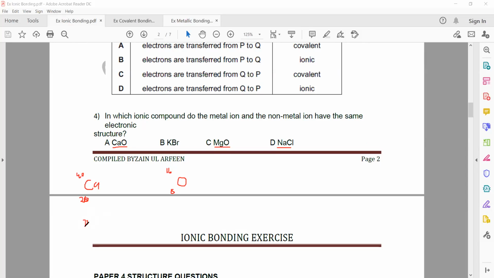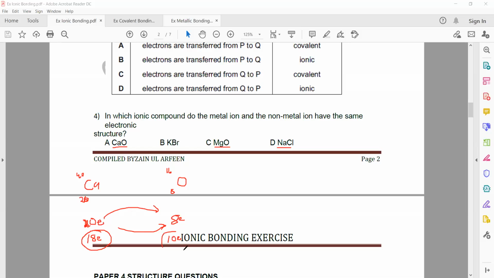Calcium is having 20 electrons, whereas oxygen will have 8 electrons as an atom. But how will they form a bond? Calcium belongs to group 2, so calcium will transfer 2 electrons and oxygen will take 2 electrons. So calcium will form a +2 charge. If calcium forms a +2 charge, how many electrons will be there in calcium? It will have 18 electrons. And oxygen took 2 electrons. So how many electrons are there?